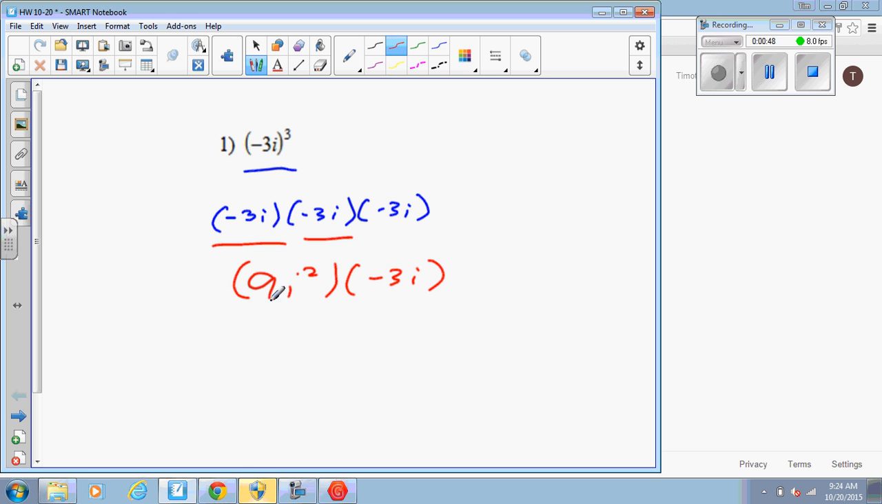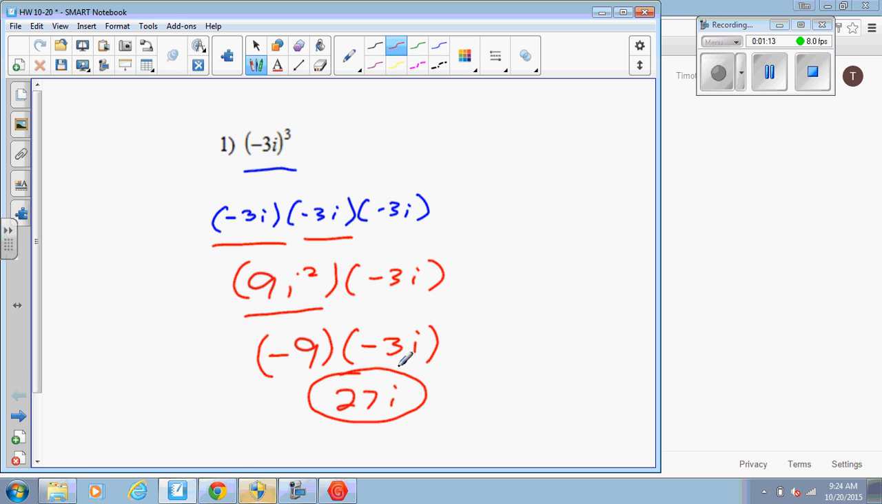But I remember i squared is the same thing as negative 1. So this part right here becomes negative 9. And then that's going to be multiplied by negative 3i. And what I'm doing is trying to take a new complicated problem and turn it into an old, pretty easy problem. So negative times a negative is positive. I get 27i as my answer to that one. It should not be too difficult if you take it in steps.